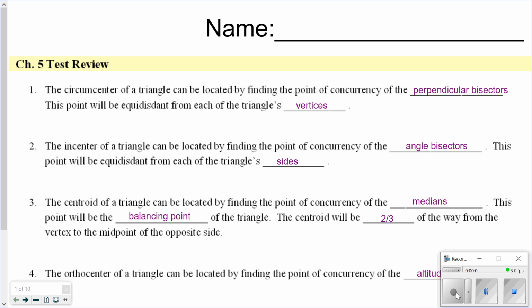Hi everyone, today we are going to go over the study guide for our Chapter 5 test. Please remember that you are expected to take your test during your scheduled geometry period. Check Polaris for the exact times for each period.